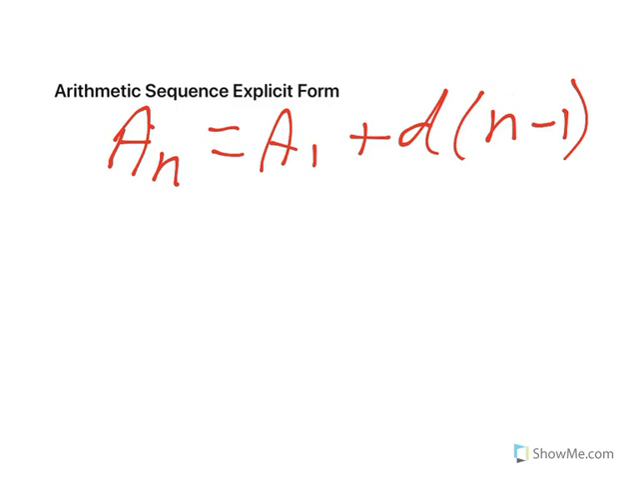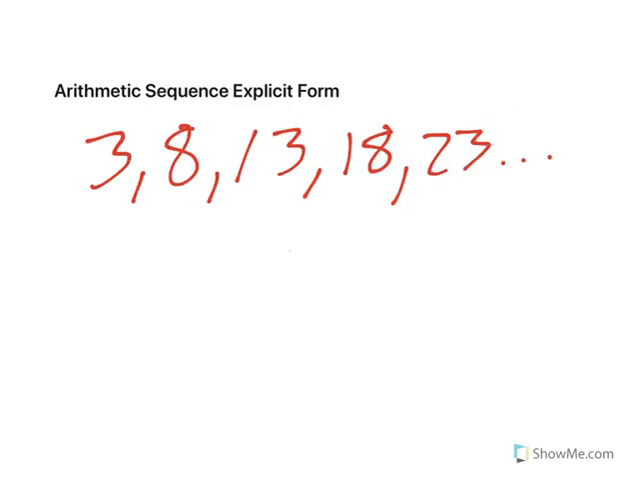The explicit form applies to a given sequence, so you need to know a1 and you need to know d, and that'll give you the explicit form. So let's look at a particular sequence. Okay, we'll look at this one, 3, 8, 13, 18, 23. We know that a1 is 3 and so forth.